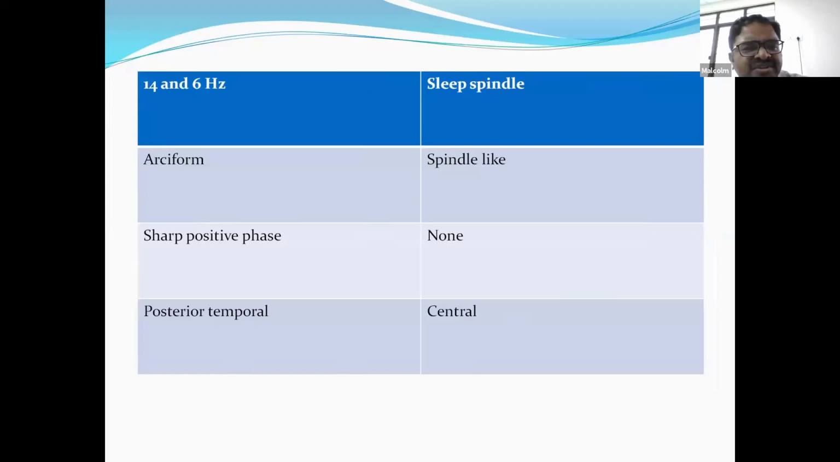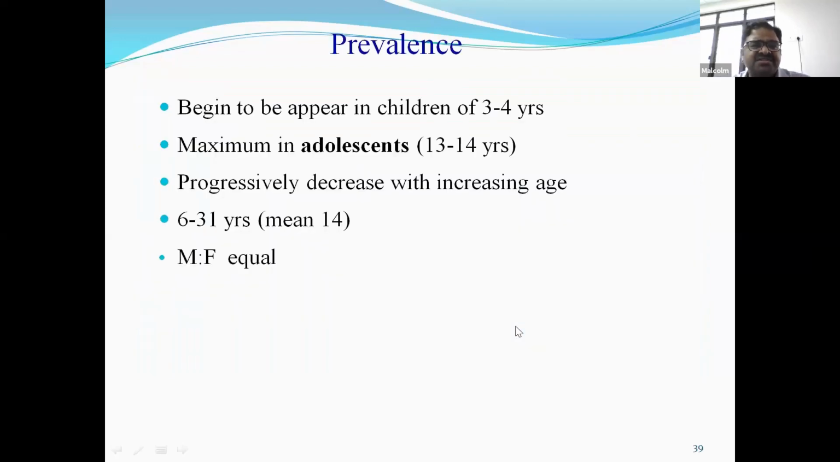So the crucial points of difference between a 14 and 6 and a sleep spindle are 14 and 6 is arciform, while spindle, as the name implies, is spindle-like. The 14 and 6 has a sharp positive phase, whereas the spindle has none. The 14 and 6 appears more in the posterior temporal or occipital regions, while the sleep spindle happens in the central or parasagittal chains. The prevalence is it begins to appear in children of 3 to 4 years of age, maximum in adolescence. It progressively decreases with increasing age, and the age group in which it is commonly seen is between 6 and 31 years, and it's commonly seen across both genders.